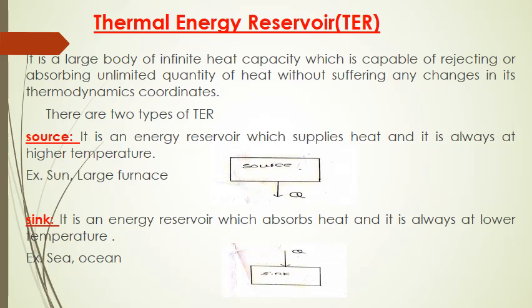There are two types of TER, source and sink. Source is an energy reservoir which supplies heat and it is always at a higher temperature. That thermal energy reservoir which always supplies heat without undergoing any change of temperature is called a source. For example, you can take the sun or large furnaces which have an abundant amount of heat energy. Whatever amount of heat you take from such a source, its temperature will remain constant.